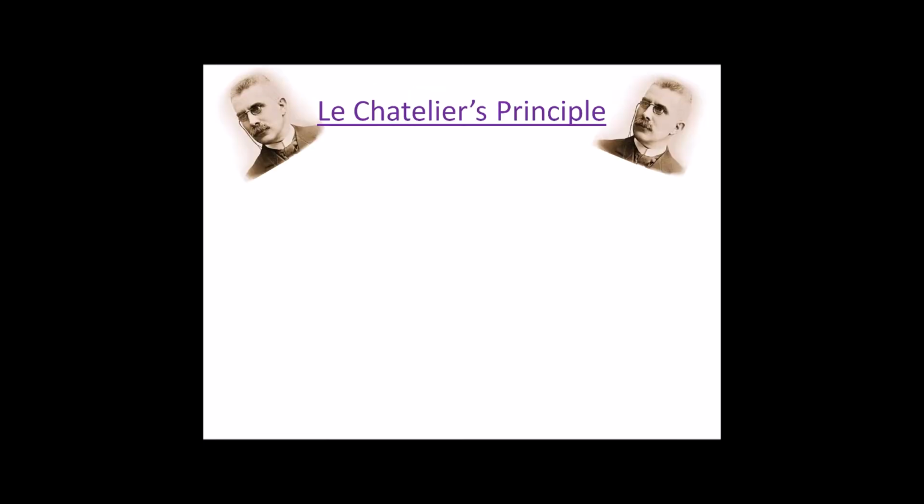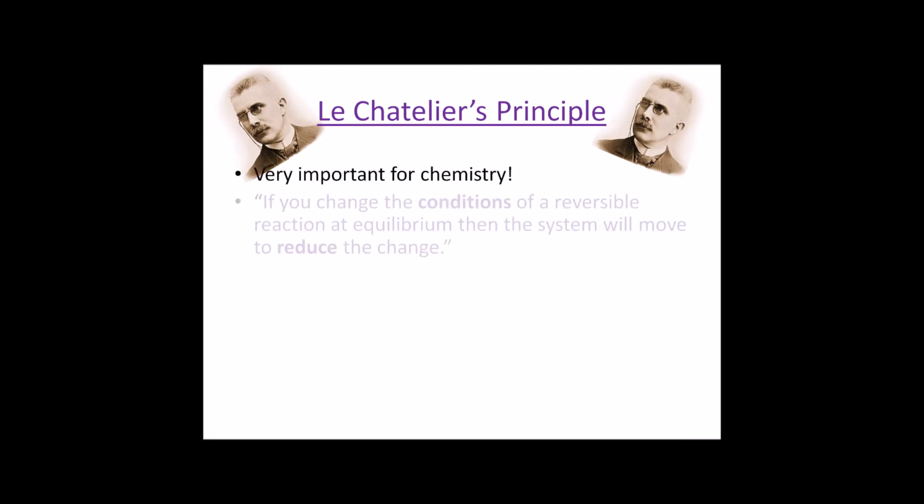Now, we need to look at Le Chatelier's principle. And Le Chatelier, famous scientist, French obviously from his name. Nice picture of him up at the top. His principle is very important for chemistry. And he said if you change the conditions of a reversible reaction at equilibrium, so when a reaction's already reached equilibrium, if you change the conditions, then the system will move to reduce that change or to oppose that change.